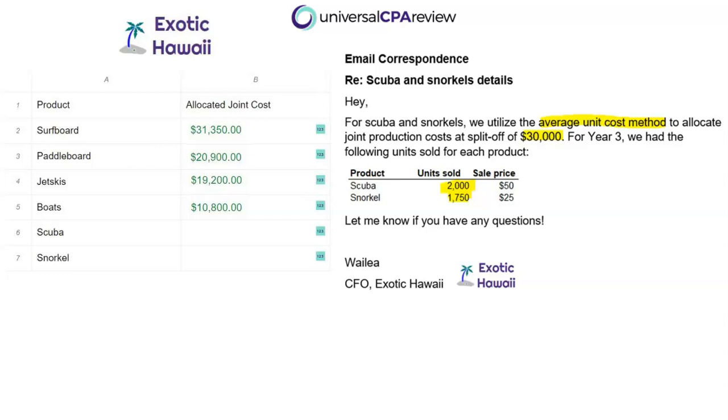Now, based on the email from Wailea, she tells us we're going to use the average unit cost method. So this is a bit different than the other methods. I'll show you how to do it. The other information we're going to need here is that the joint production costs at split off were $30,000. And then we have some information about the products. We have the units sold and the sale price. So we're going to need the units sold for the average unit cost method.